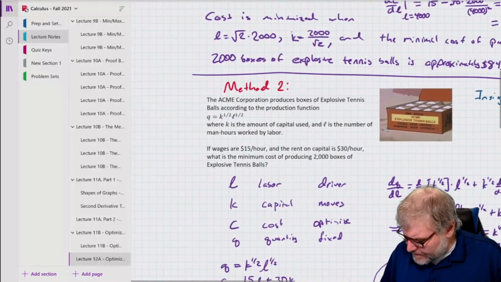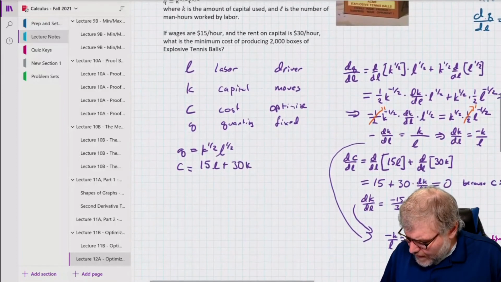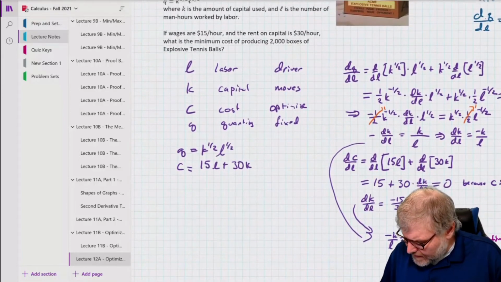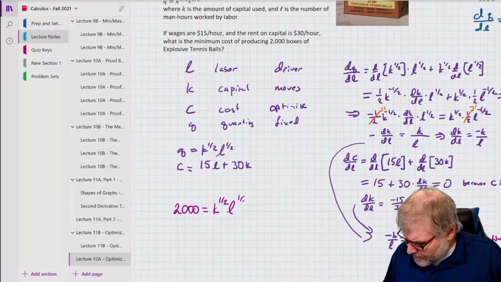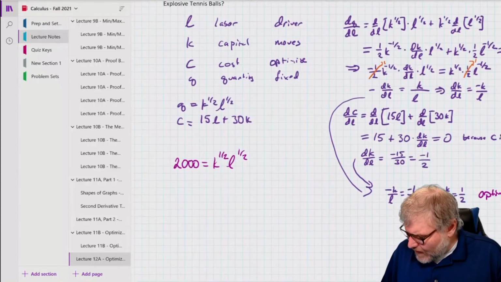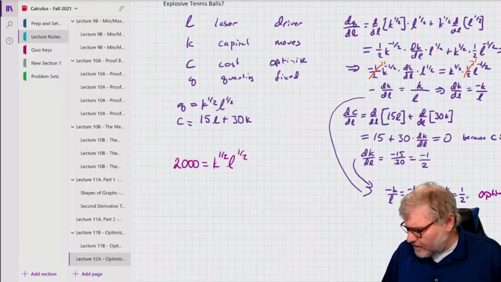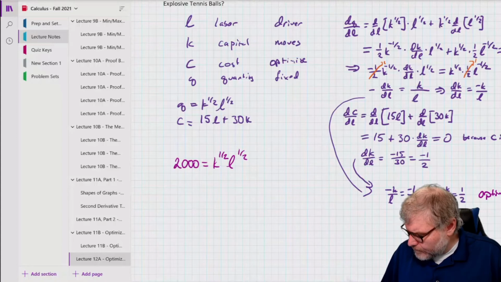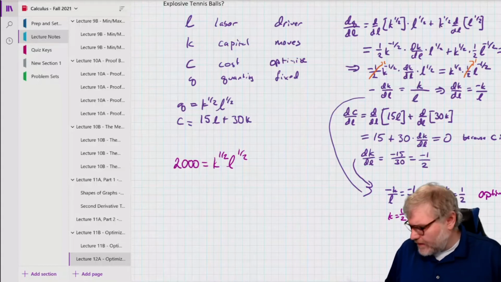So now I'm going to plug this back in to the one that's fixed. It's 2,000 is the one that's fixed. Okay, and now I'm going to take k over L equals 1/2. That means that k equals 1/2 L, or L equals, all right, I've got k equals 1/2 L, or L equals 2k. So I could substitute either one of those in.